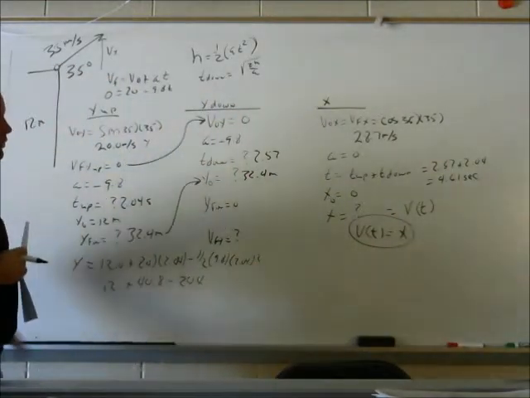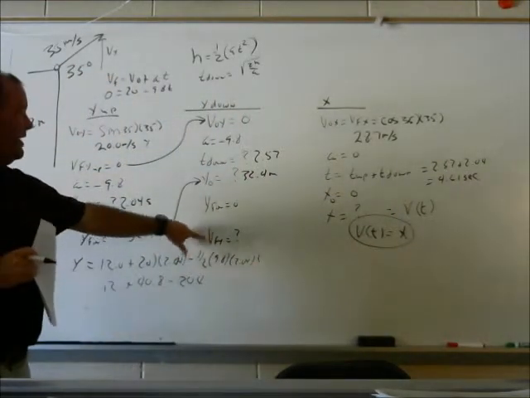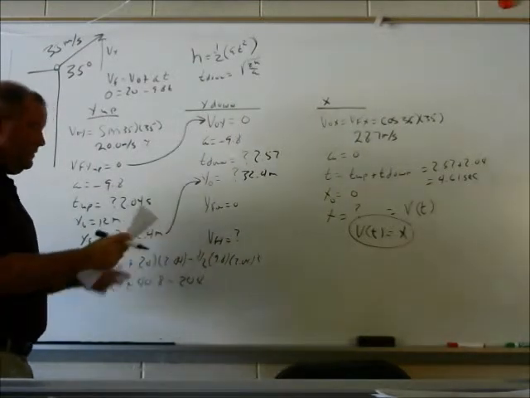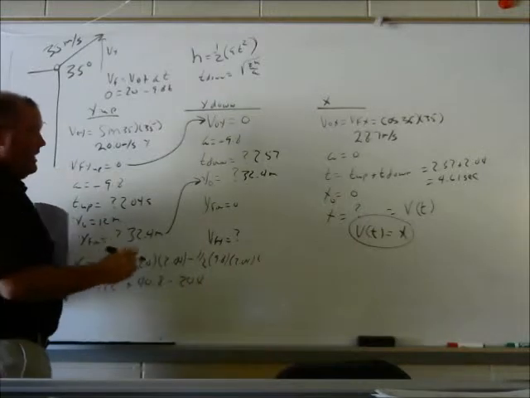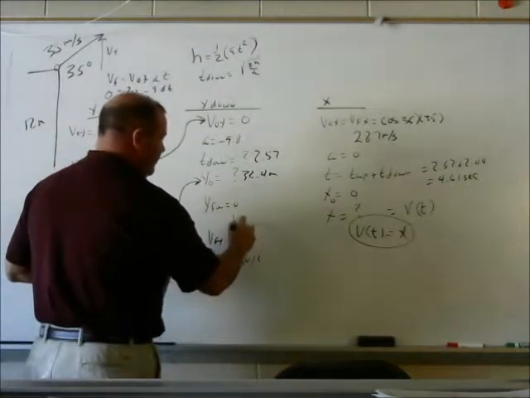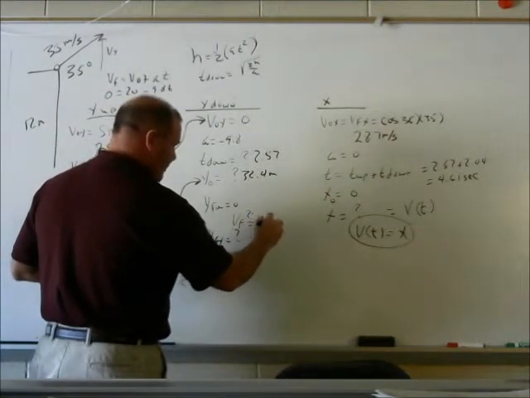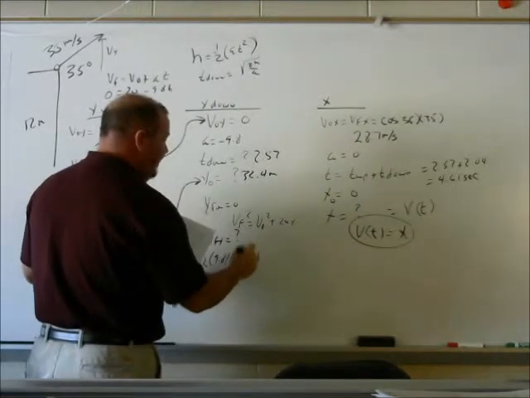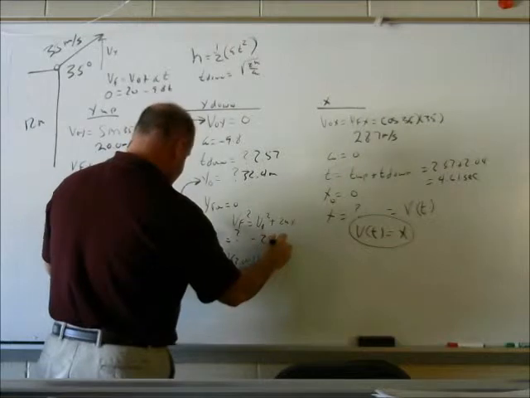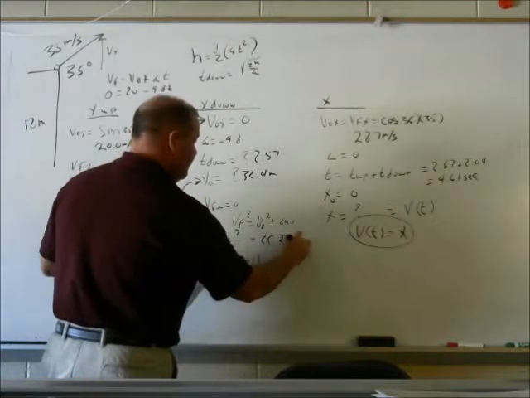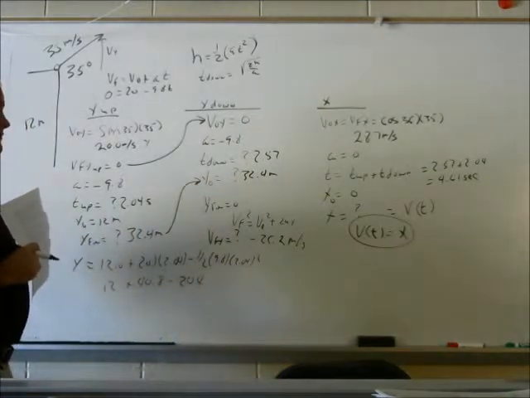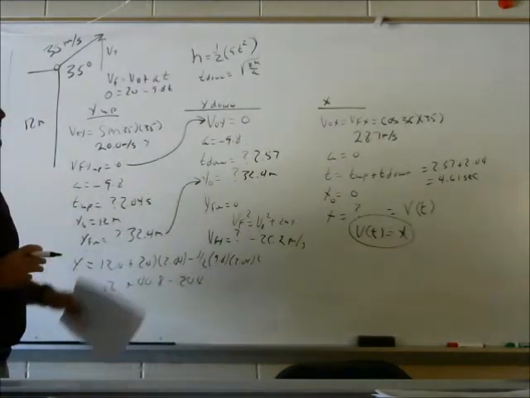The last thing I don't know in terms of coming down is how fast it's going in the y direction when it lands. I can get that from Vf squared equals V naught squared plus 2ay in this case, and that final velocity is negative 25.2 meters per second. So when it hits the ground, it's going 25.2.